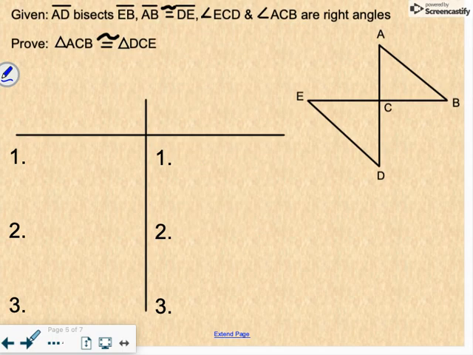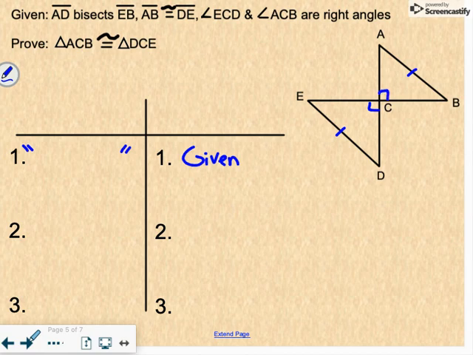So now we have a couple of quick proofs to go through. So we start with this one, our given information. I'm just going to put quotes here real quick. Right, this information is given to us. I want to mark that on our drawing. So right, it tells us that AB bisects EB. So we're going to talk about that here in a sec. It also tells us that AB is congruent to DE. And it tells us that ECD and ACB are both right angles.